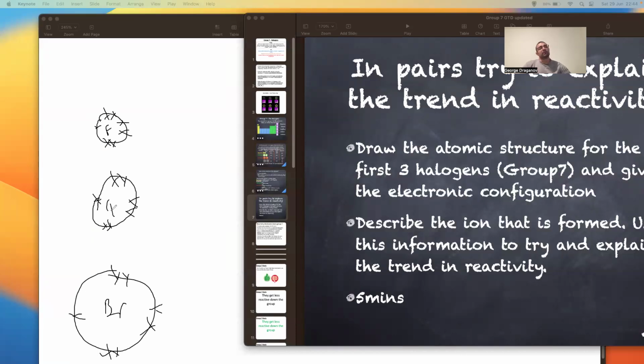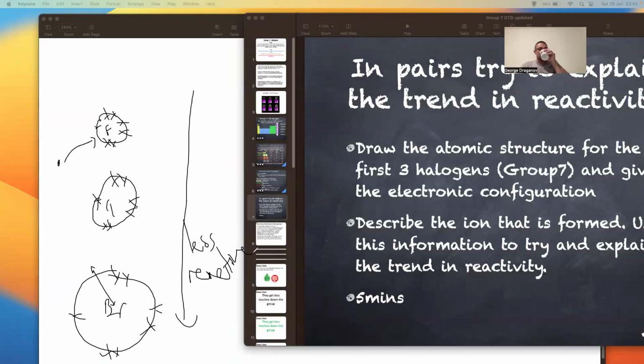Now remember, the nucleus is positive. Which one is going to be able to gain the electron the quickest with the least amount of energy? Obviously fluorine, because fluorine is the smallest, so it'll have the strongest nuclear attraction. This one's nucleus is very far away from the incoming electron, so it'll be much harder for it to gain the electron. That's why down the group, they get less reactive. So group 1 got more reactive, group 7 gets less reactive. Don't confuse the two. The explanation is almost the same. The only difference is the last part, because they're trying to gain, not lose.